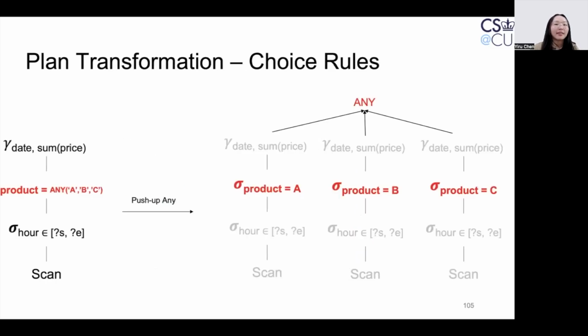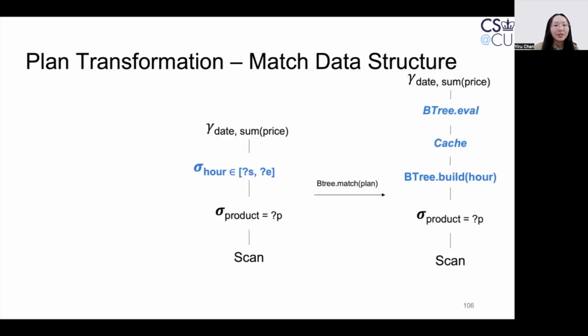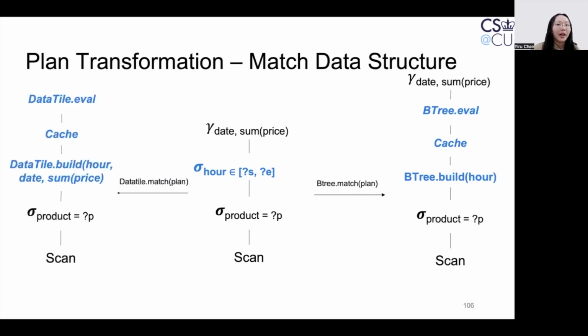We also define a set of choice node rules for this plan. In this example, we could push up the any in the expression product equals any ABC to the plan node level. The data structure rules map the subplans that match a data structure pattern to the data structures. In this case, it maps the hour filter to the B-tree index on the hours. It can also map the aggregation and the filter to a data tile on hour, date, and sum. So this is another plan that uses the data tile data structure.